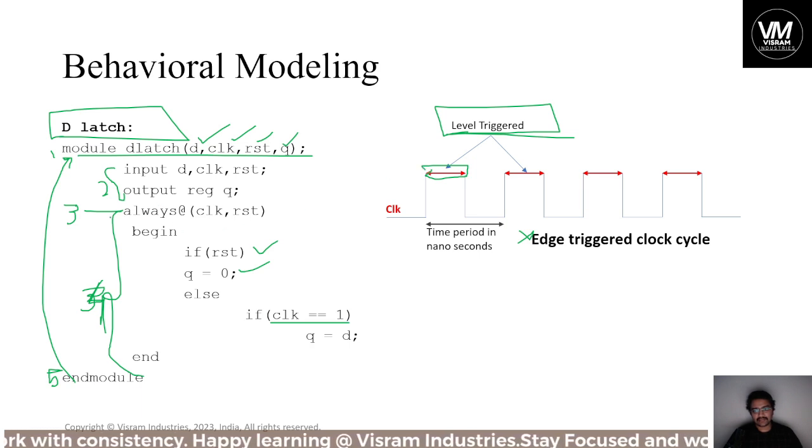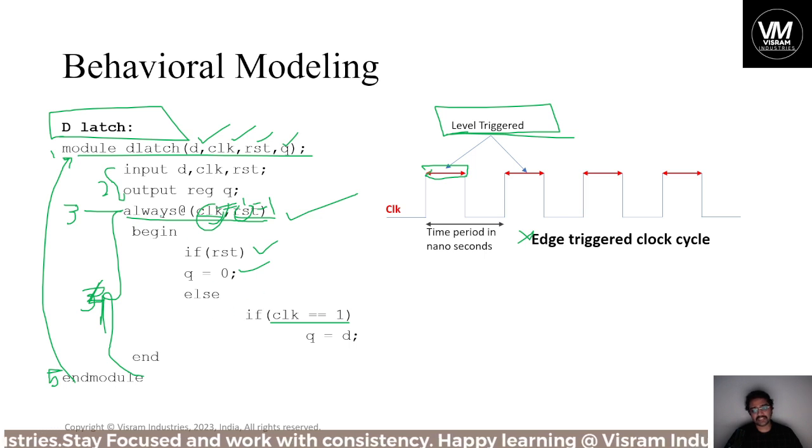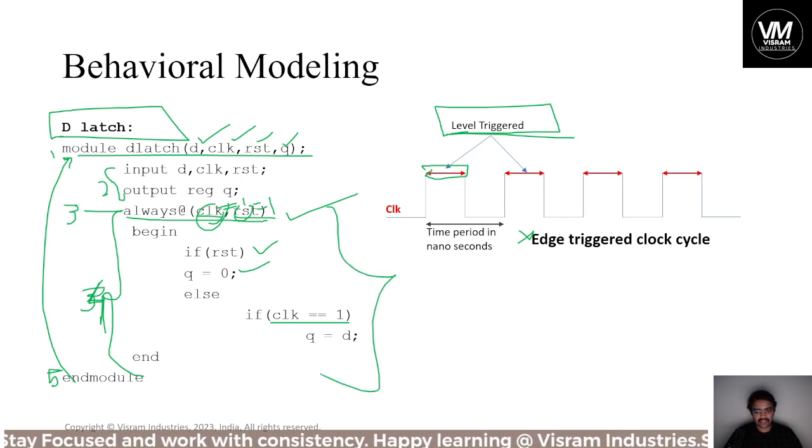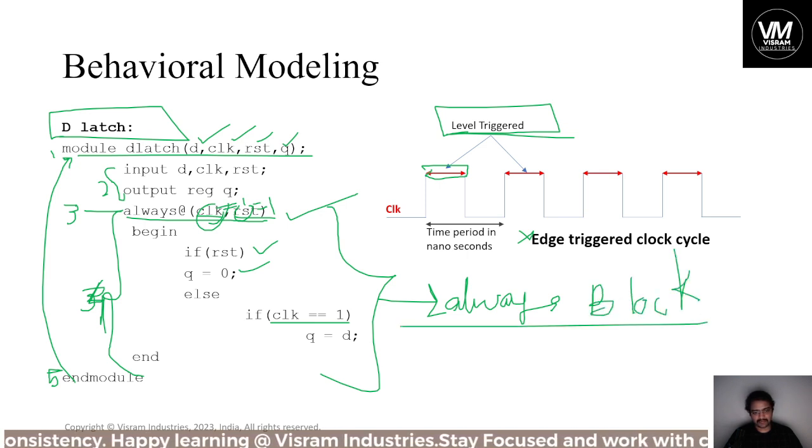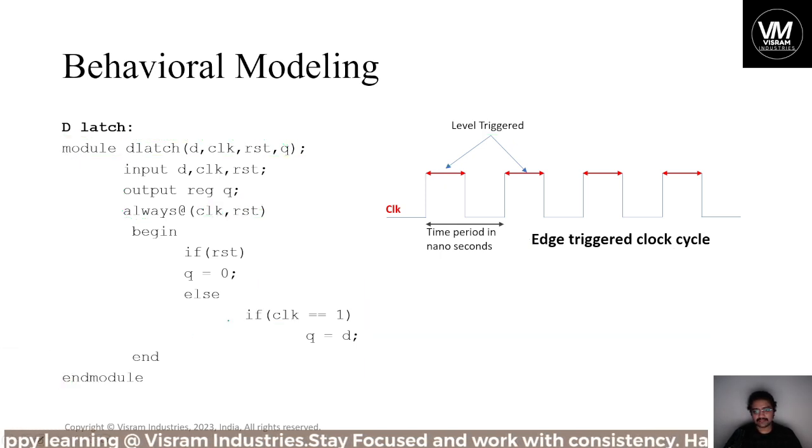So that's the reason we didn't mention anything as posedge or negedge. Edge is nothing but edge triggered, but here we are writing clock and reset. When clock is equal to 1 or reset is equal to 1, or any change in the clock or reset, then the always block will be functioning. So what do we call this? This is called the always block. Remember, this is the major step for the functioning of the D flip-flop or D latch per se.